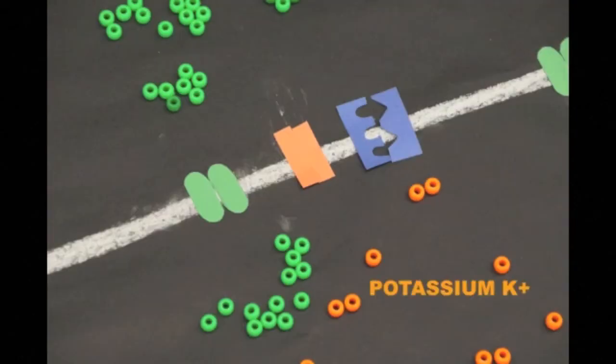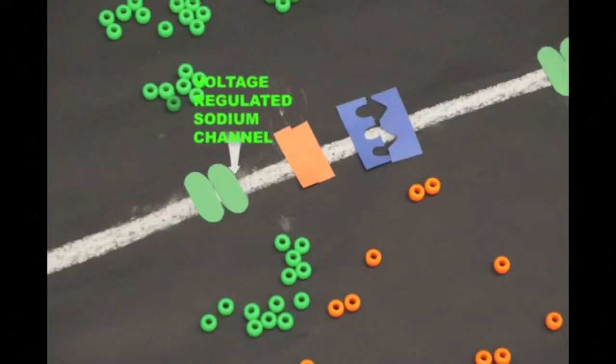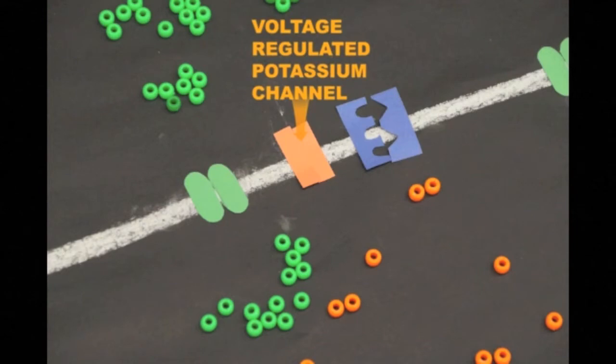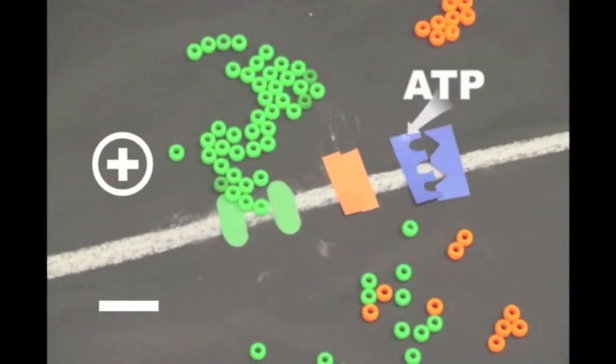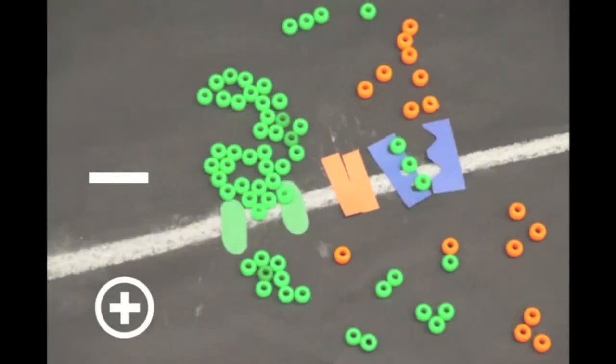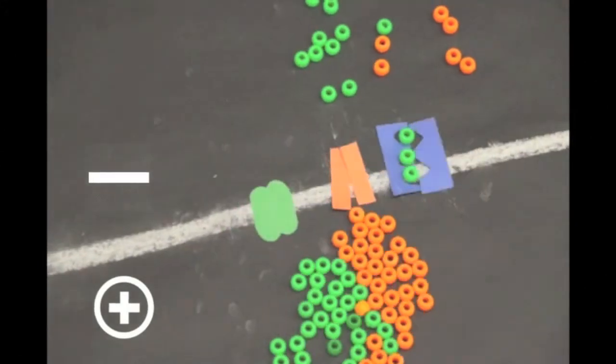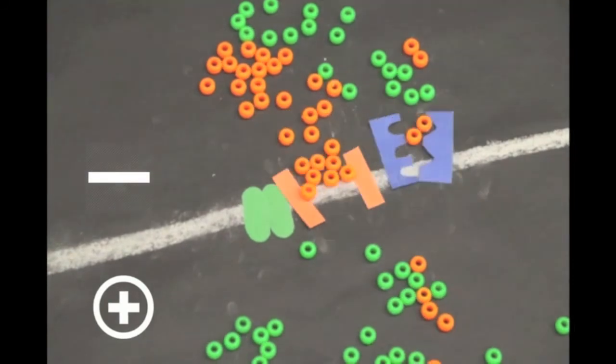The action potential causes the voltage-regulated sodium channel to open. Sodium from outside the membrane travels into the muscle fiber. Due to the imbalance, the charge inside the muscle fiber changes from negative to positive, and the charge outside of the membrane changes from positive to negative. This change in charge is known as depolarization.